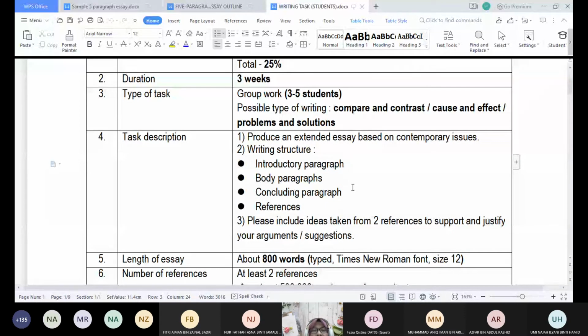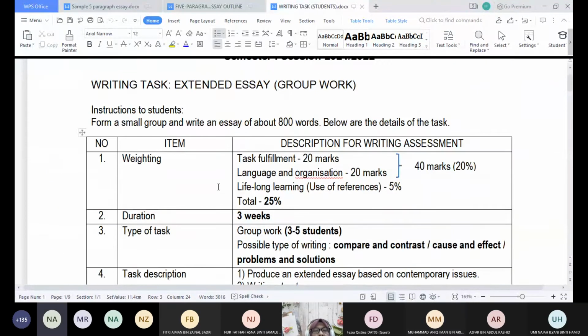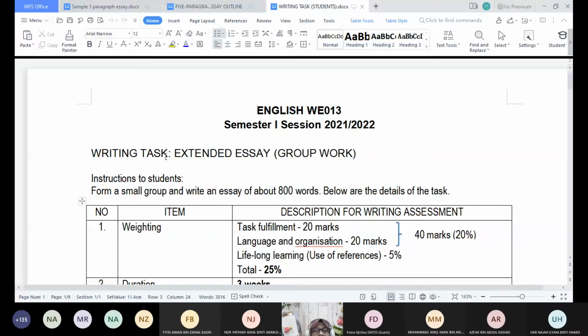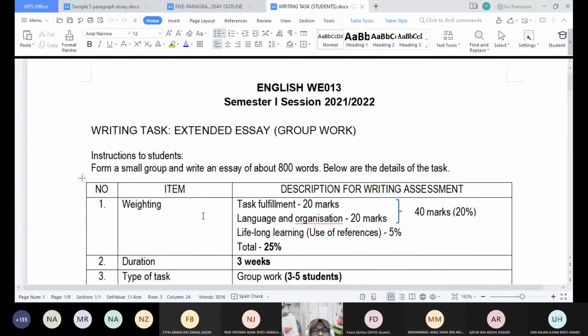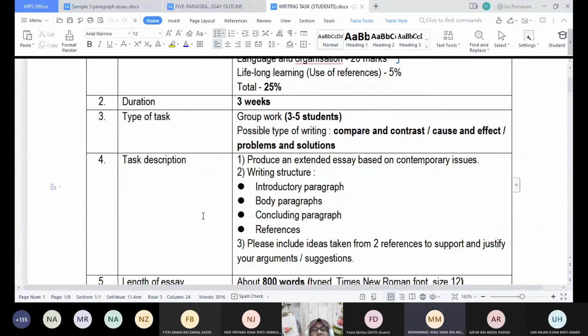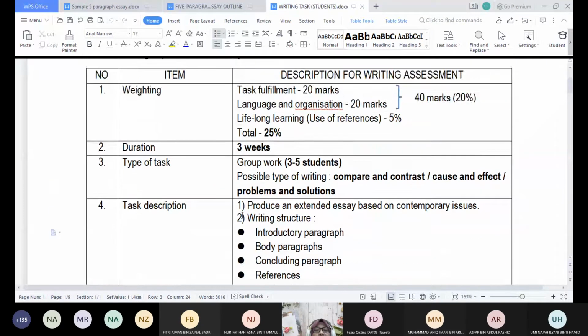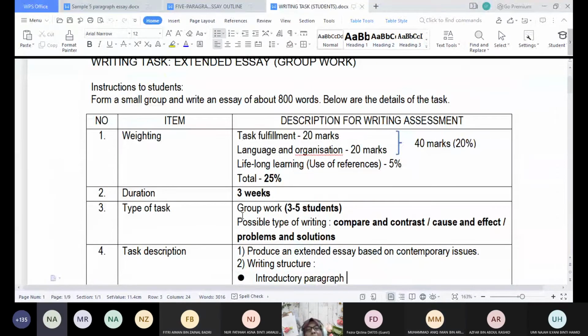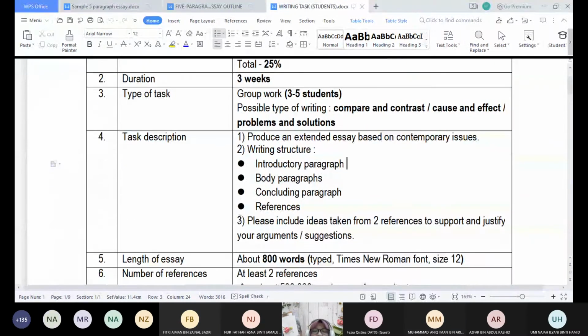Are you looking at the same thing I'm looking at now? You should have the one with the writing task, standard essay group work, the format. Can you see it? Tell me what you can see. Task description. Oh, very good. Everything. Alhamdulillah. Okay, good.